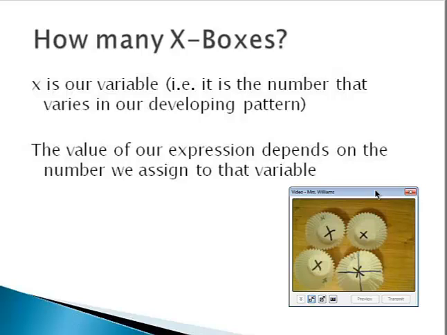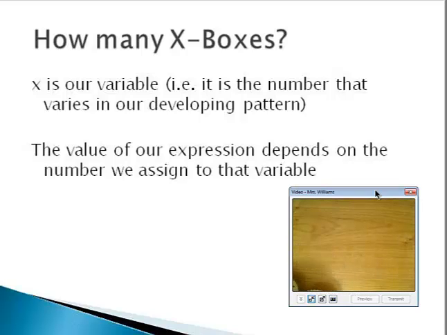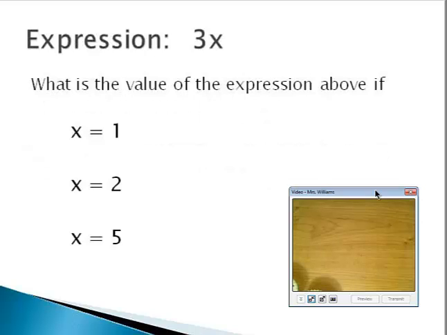Okay, so the first thing to understand is that the value of our algebraic expression depends on the number that we assign to the variable x. So we're going to be giving x a number, and we're going to use our X boxes to solve algebraic expressions for a specific number. So let's start doing that, looking back at the whiteboard.